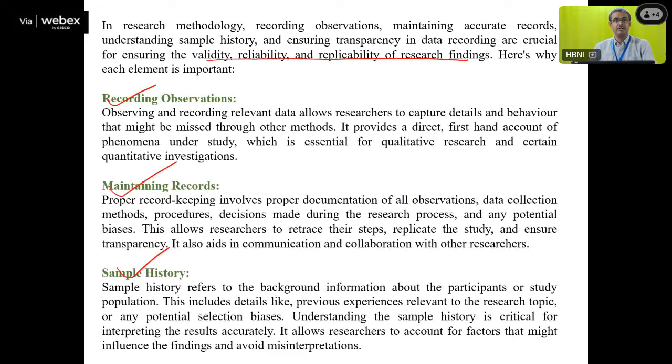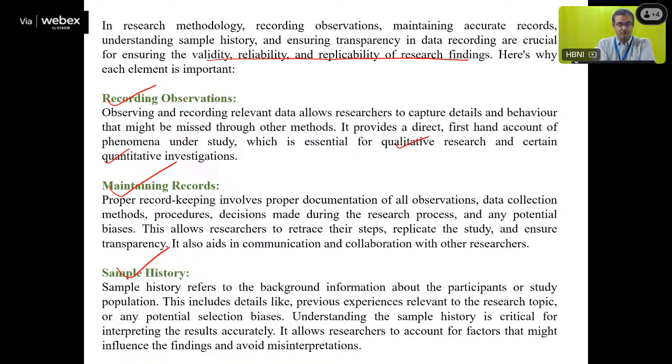Okay, so recording observations. Observing and recording relevant data allows researchers to capture details and behavior that might be missed through other methods. It provides a direct first-hand account of the phenomenon under study, which is essential for quality research in qualitative and quantitative investigation. So you have to record observations for both quantitative and qualitative investigations.